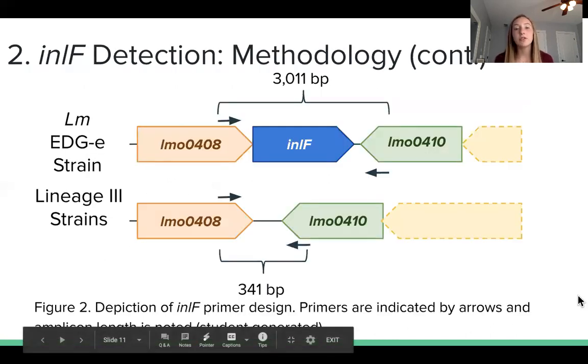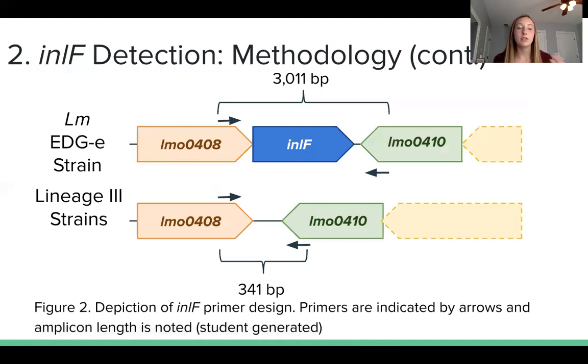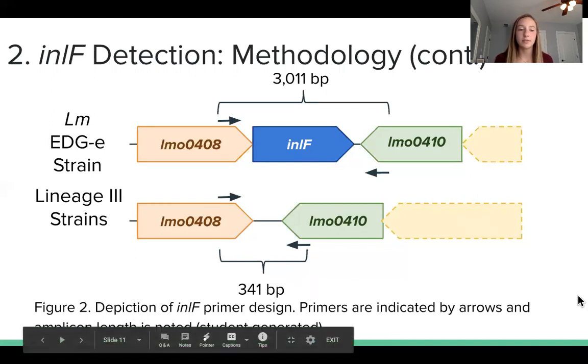Pictured here is a diagram showing an example of the top one, a lineage 2 strain, and the bottom, a lineage 3 strain. As you can see, EGDE, or the lineage 2 strain on top, contains INLF, and the lineage 3 strain does not. However, the 2 genes surrounding INLF are conserved within both of the lineages. So what I did is design a primer that amplified the region containing INLF to see if it existed within my 2 strains. If INLF was there, it would have had a 3,000 base pair product. If it was not, there would have been a 340 base pair product.